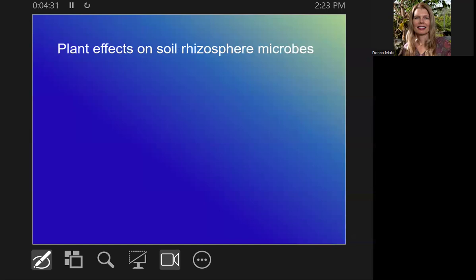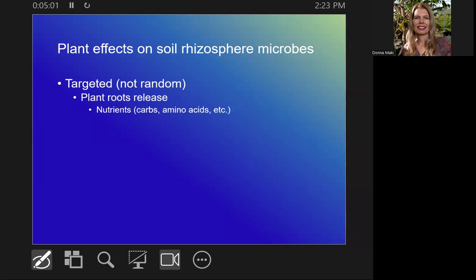Previously this semester, we looked at the idea that plants are not just sitting ducks, growing in the soil, with everything happening to them and they have no choice. They have a lot of choice by how they interact with their environment. They can recruit certain microbes to them. They can inhibit microbes from being around them. So it's very targeted. That's the word they like to use. It's a very targeted thing that plants will do to their surrounding microbes.